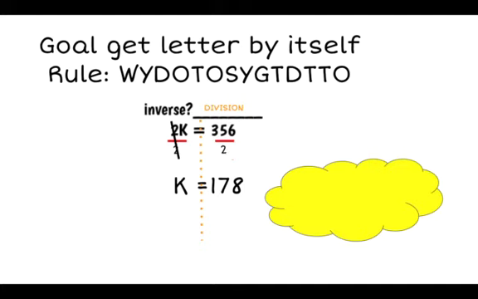Hopefully, this is bringing back some memories of how we did this, right? But the last step is to check it and make sure you got it right. So to check it, I put in 178 to my original equation for k. So 2 times 178, on my calculator, I can do that and see that 2 times 178 is in fact 356, so I did it correctly.